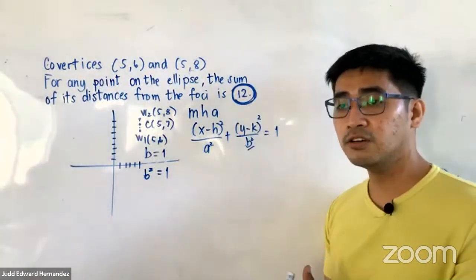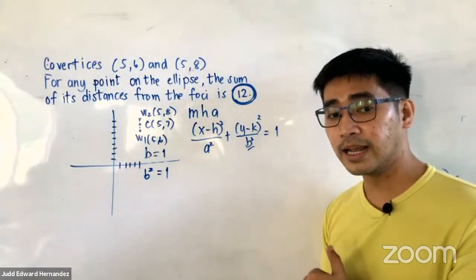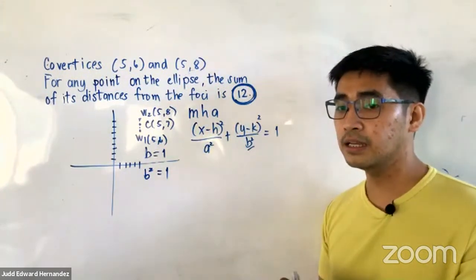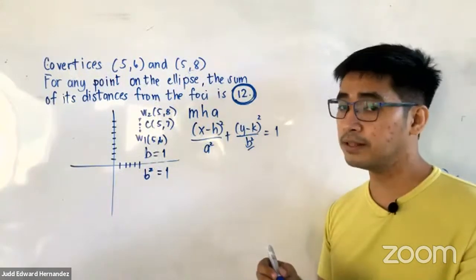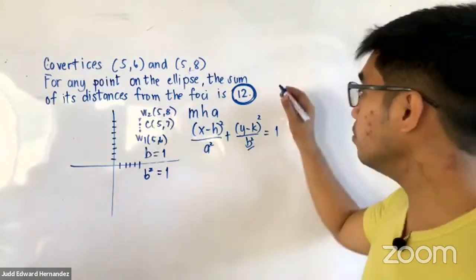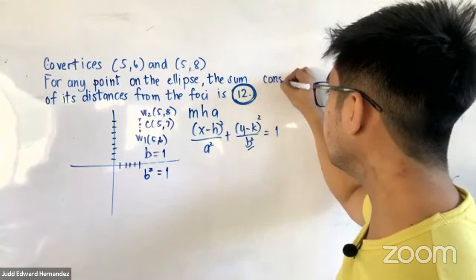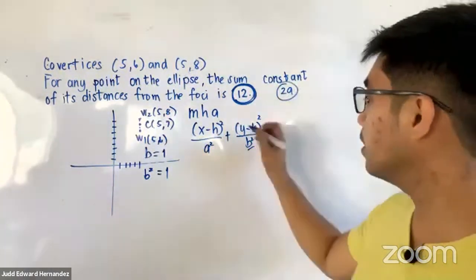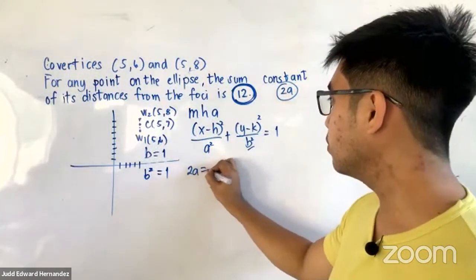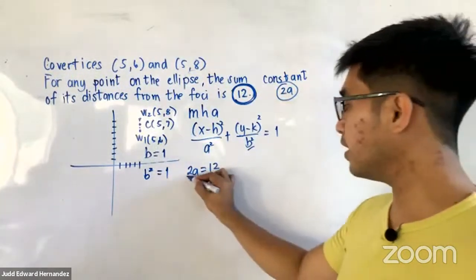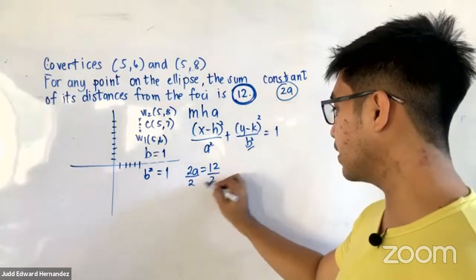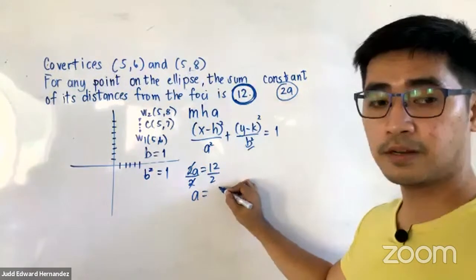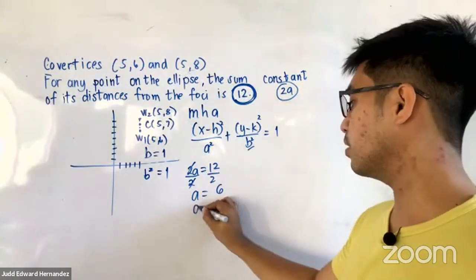Anong sabi ko sa inyo? Ano yung variable sa constant na ginagamit natin? Saan natin siya i-equate? Sinabi ko na sa inyo to nung first meeting. So that is nung Monday. So that constant is equal to 2a. Very good. That is 2a. Therefore, we need to equate 2a with 12. Therefore, 2a is equal to 12. Divide both sides by 2. Our a now is equal to, what is 12 divided by 2? 6. What is our a squared?